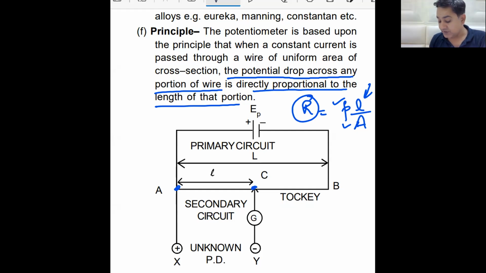It has a primary circuit. Do you see the primary circuit? This primary circuit has a battery and you have a wire. Now the length of this wire, if it is made very long, it becomes more sensitive and it can measure very, very small changes also.